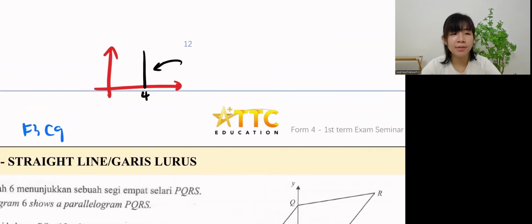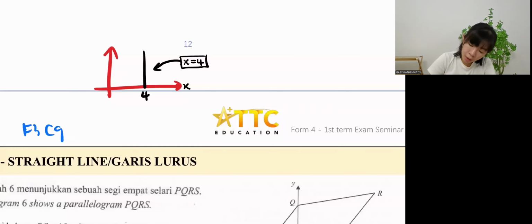Come, flex your knowledge, things you learned last year. If it's a vertical line, go down, touch the x-axis, touch 4, so we call this line... Joy, I don't want the gradient, I want the equation. So this line is called x equals 4.